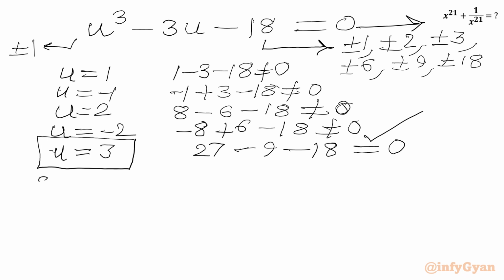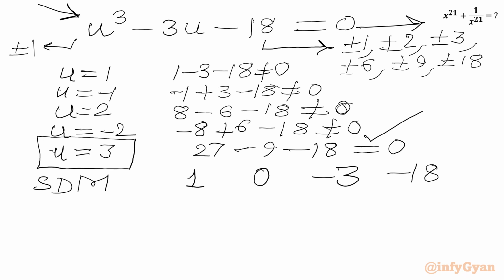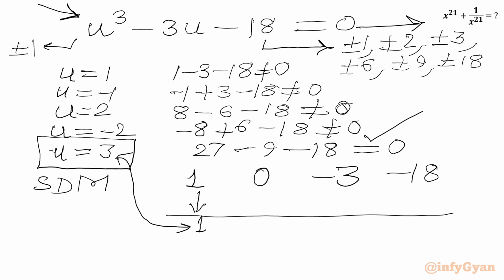Now we can go for the synthetic division method. Here we need to write all the coefficients of the cubic equation. So the coefficient of u cube is 1, we will write here. Coefficient of u square, it is not there, so 0. Coefficient of u, it is negative 3. Constant is minus 18. Now we will put one line over here. Leading coefficient 1 would be as it is. Now we have to multiply our base solution with the leading coefficient. So 3 times 1, we will write here 3.